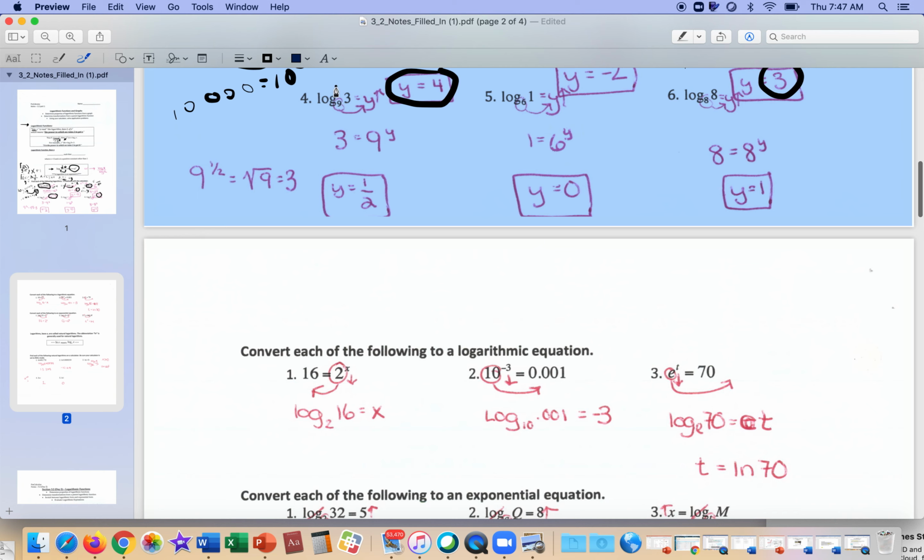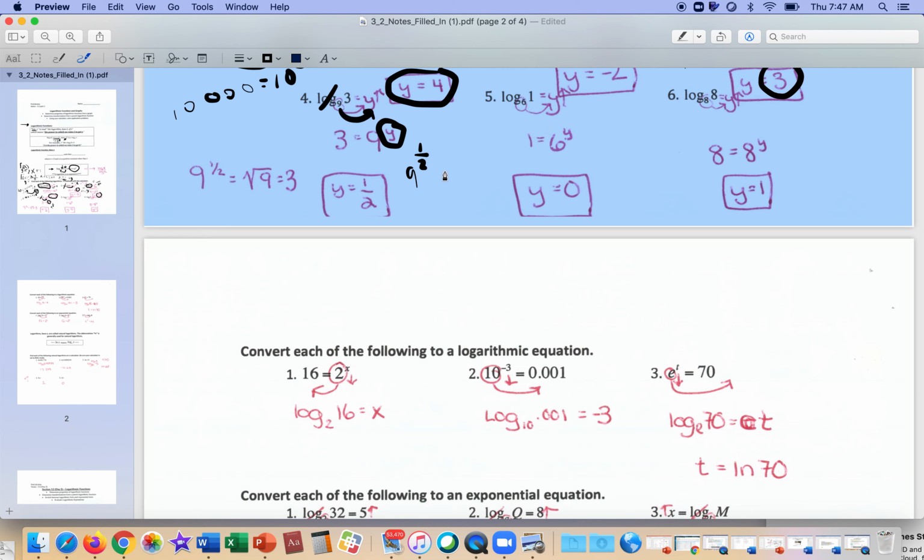So we do what I like to call the log bump. Get rid of the log, bump the 9. I'm turning it to exponential form. So 3 equals 9, and the y goes on top. Y is the value. So 9 to what power is 3? It's a half, right? 9 raised to the 1/2.